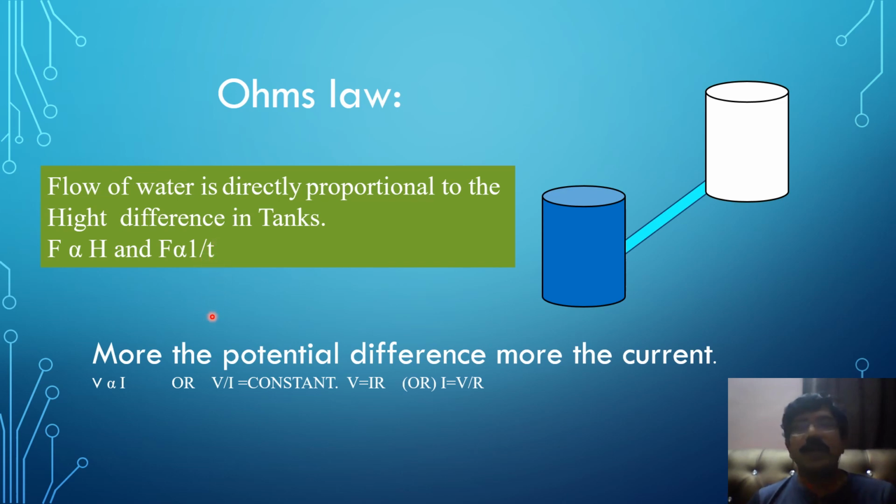Now the same can be applied to our electric current and potential difference. See this one. The more the potential difference, the more the current. The relation between the potential difference and electric current was studied by a German physicist known as George Simon Ohm in the year 1827, and it is known as Ohm's law.